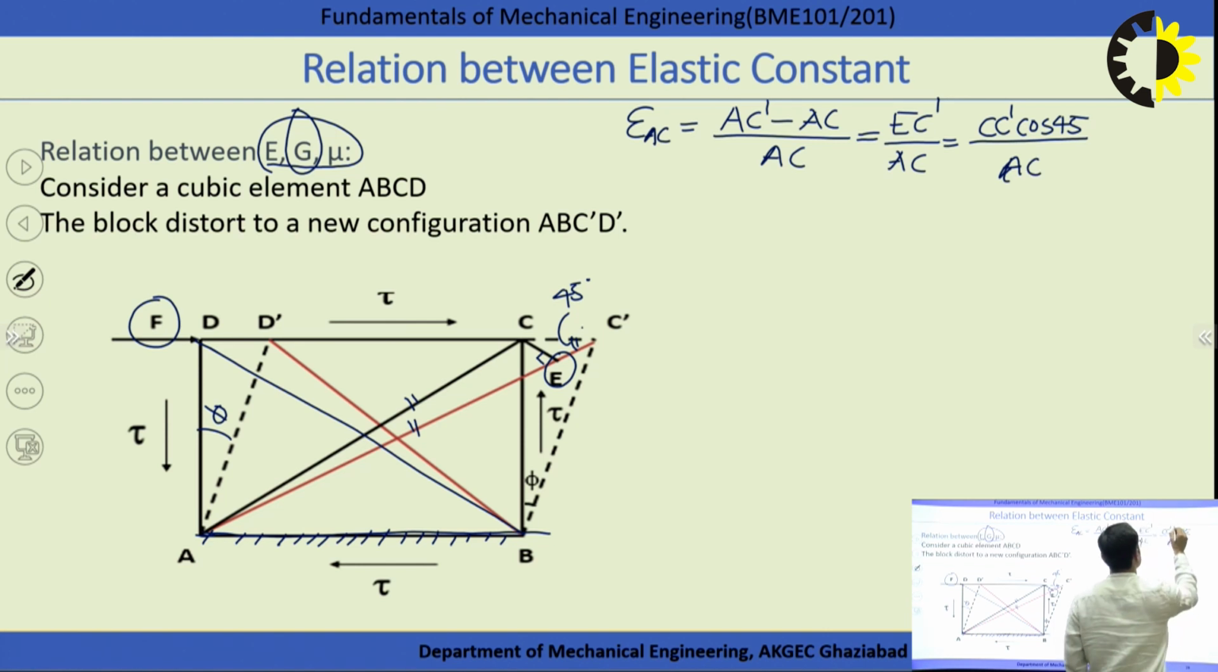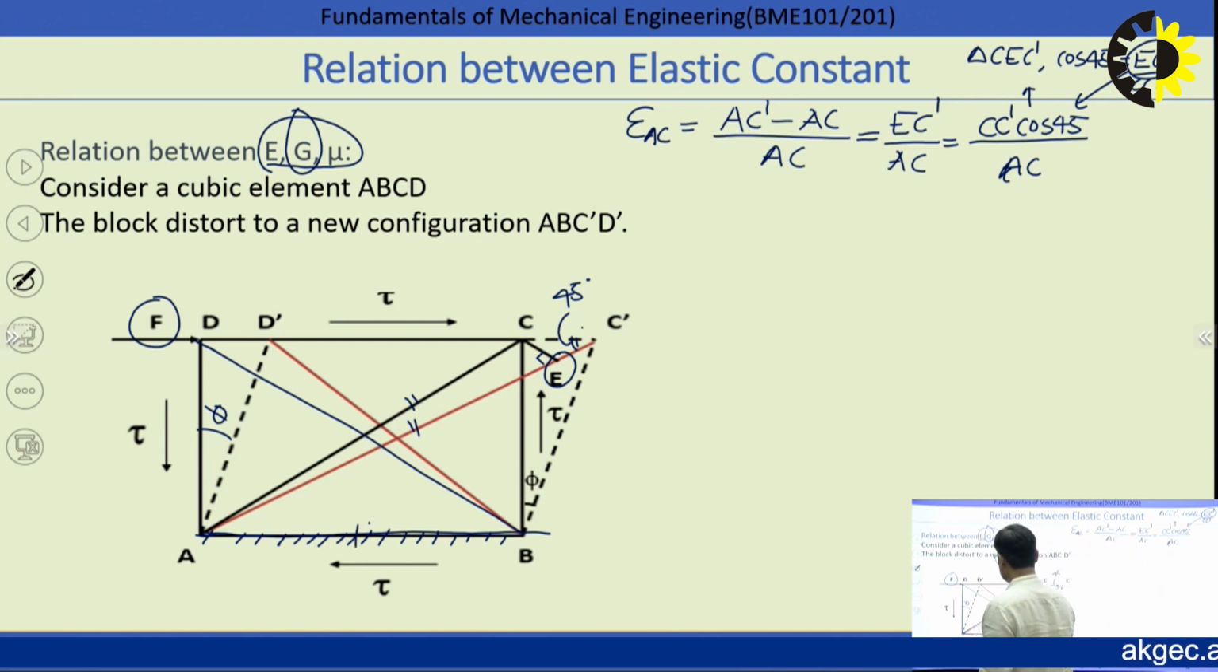Which geometry have we considered for this? For this we have considered triangle CEC dash. In this triangle we have taken cos 45, and cos 45 is nothing else, that is equal to EC dash by CC dash. So EC dash, what is the value of EC dash? We have put it here. And what is AC? Because it is a square, AC is equal to BC.